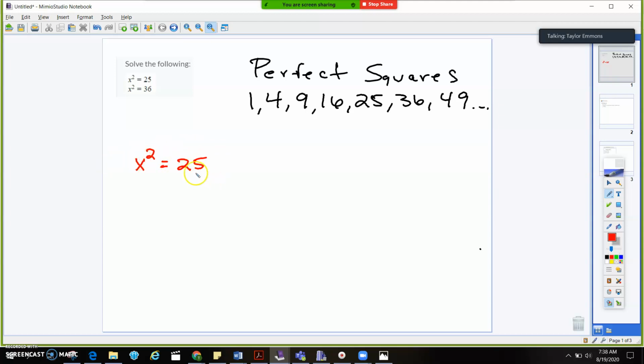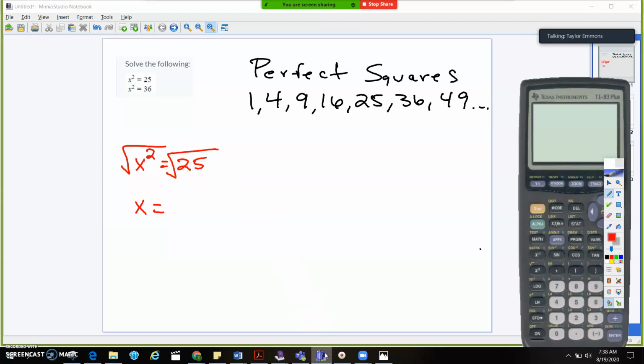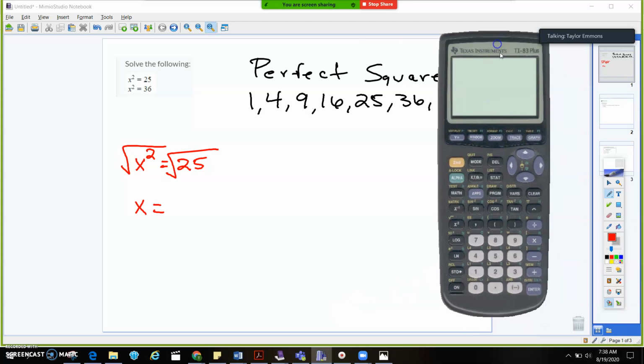So we can take the square root of both sides because the opposite of squaring is taking the square root. When we do that, this becomes an x. And the square root of 25, if I type it into my TI-83 calculator, second x squared, 25, close parentheses, and hit enter, gives me 5.